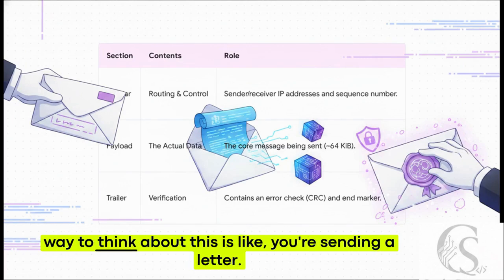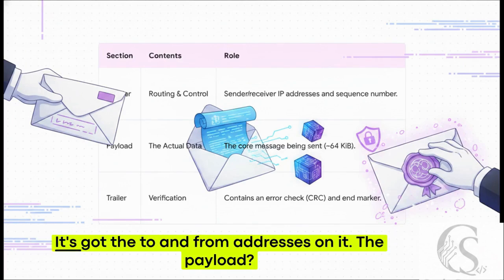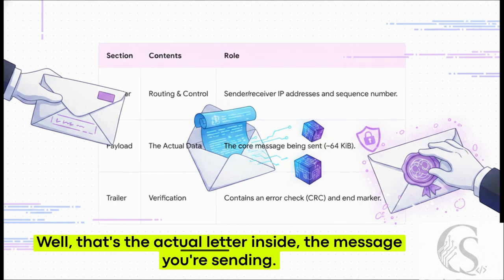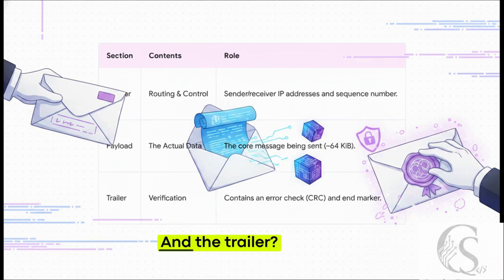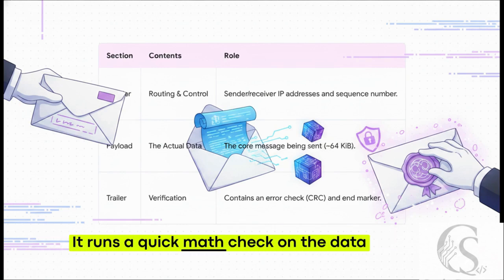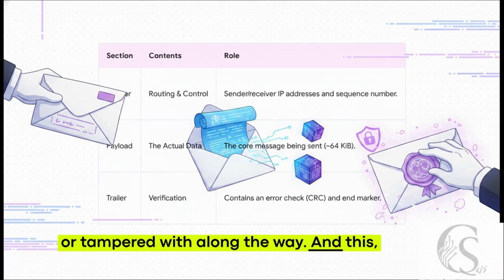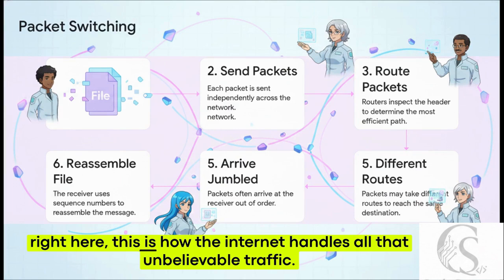The easiest way to think about this is like you're sending a letter. The header, that's the envelope. It's got the to and from addresses on it. The payload, well, that's the actual letter inside, the message you're sending. And the trailer, think of it like a special wax seal on the back. It runs a quick math check on the data to make sure that the letter hasn't been smudged or tampered with along the way.